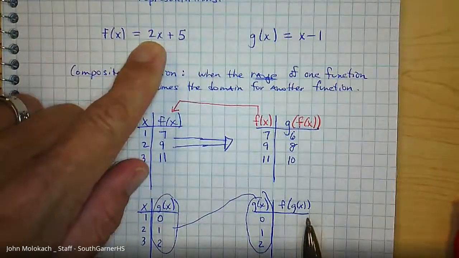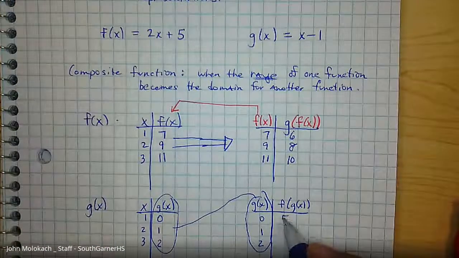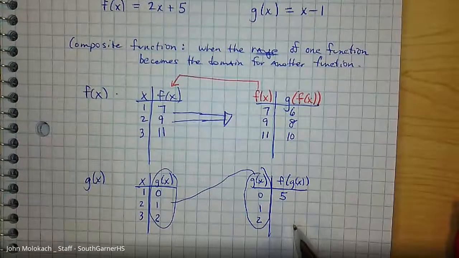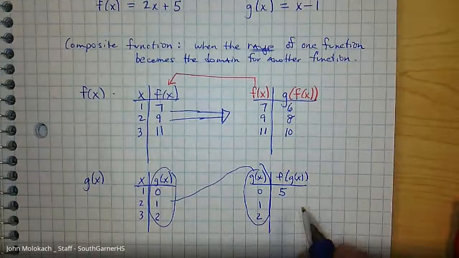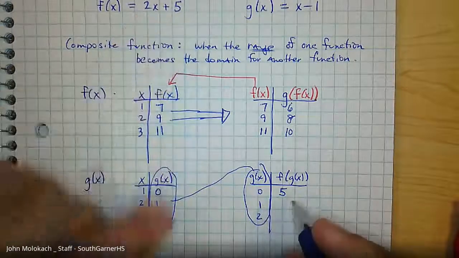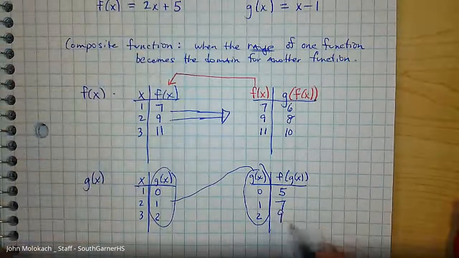So if I put 0 in the place of x, I get 2 times 0 plus 5, which is 5. Maybe you can see me write that at the bottom of the screen there. Maybe I can fit it in there still. Okay. If I put 1 in, I get 2 times 1 plus 5, which is 7, and 2 times 2 plus 5 is 9. All right.